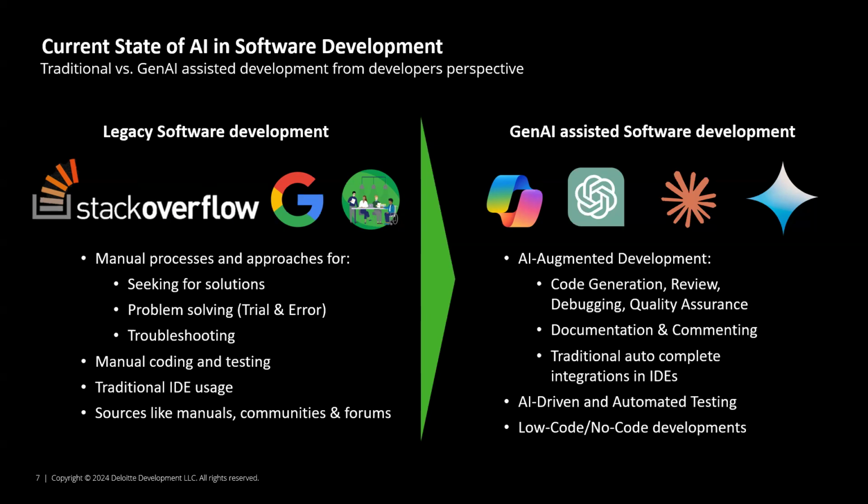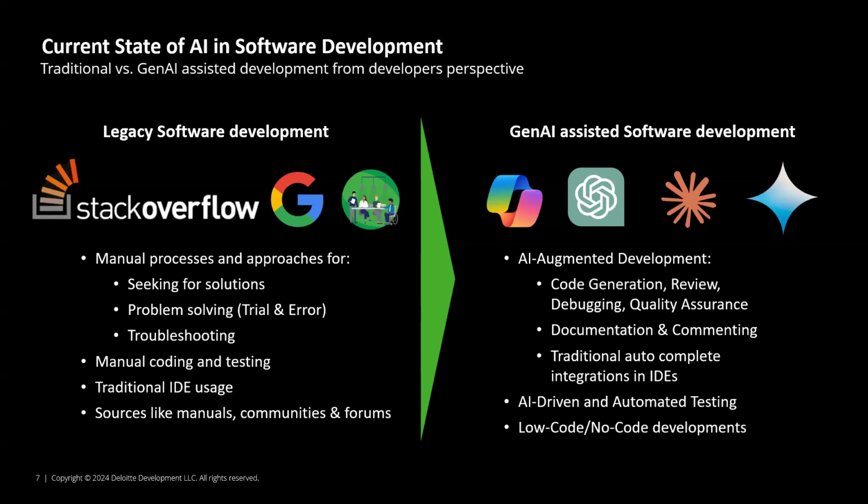Nevertheless, legacy software development is mainly manual processes, approaches and means for seeking solutions and problem solving. It's trial and error, like how to overcome certain obstacles in the coding, for troubleshooting. Lots of that was manual or had to be kickstarted manually. We show here Stack Overflow as one big community, or classical Google or Bing or whatever, to gain insights, expert views or some knowledge to get more traction in legacy software development.